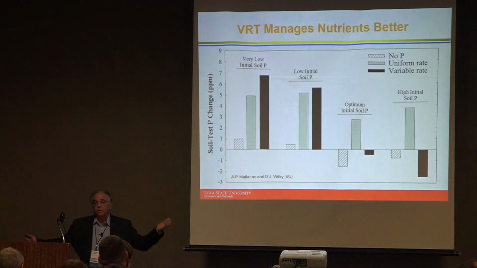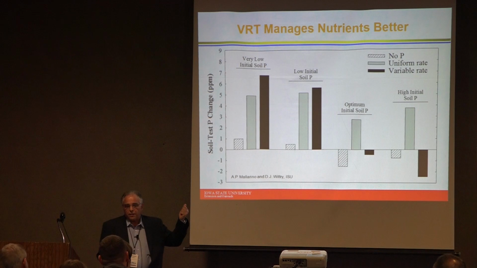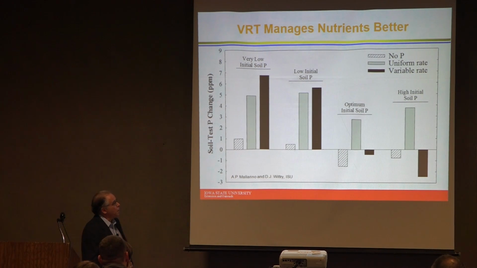And we have all kinds of on-farm research. We work with funding from the Leopold Center, the Iowa Soybean Association, and others. This is an example where we have 3 corn soybean rotation cycles with either uniform application based on average soil test or variable rate, to see the soil test P change after these 3 cycles.